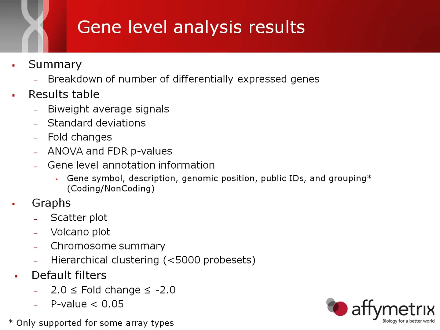Then there will be some graphs that are provided, including a scatter plot, volcano plot, and a chromosome summary, and some hierarchical clustering capabilities. One thing I want to point out before we move on is that the default filters for the graphs and the tables are that genes will be displayed if they have a greater than twofold change, either up or down, and a p-value from the ANOVA results of 0.05.